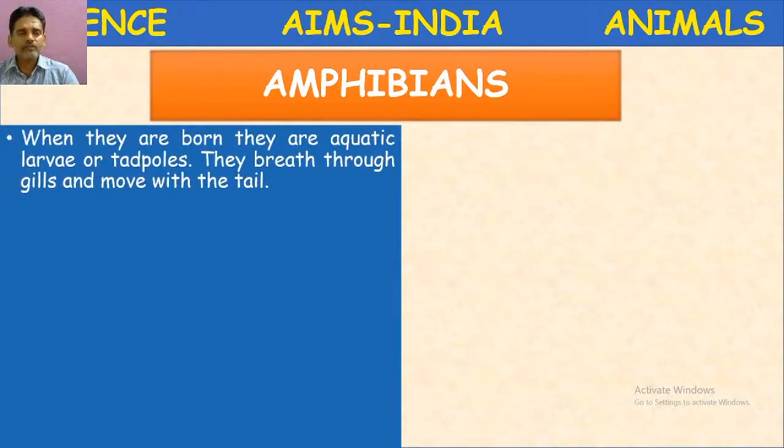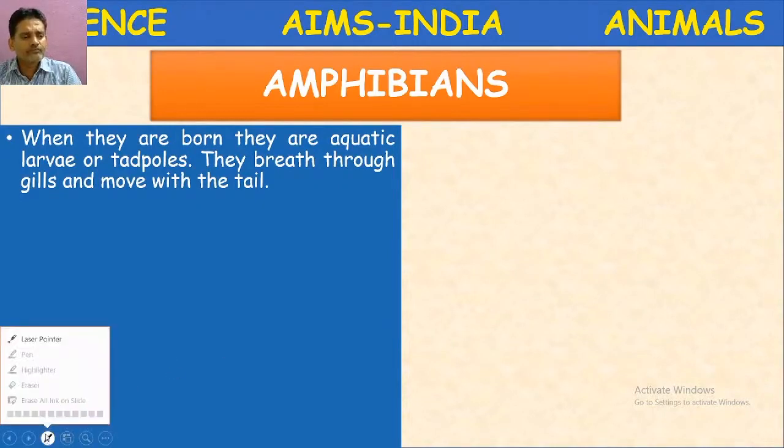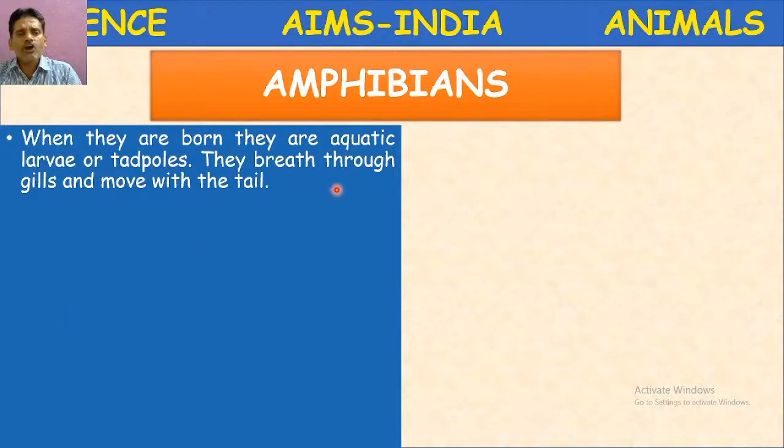Amphibians. What are amphibians? Amphibians are a group of animals which live both on land and in water. Amphibians are those animals which live on land as well as in water. This is the basic characteristic feature of amphibians. So when they are born, they are aquatic, means in water.